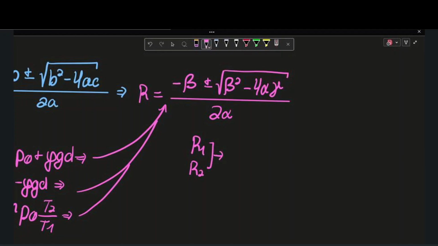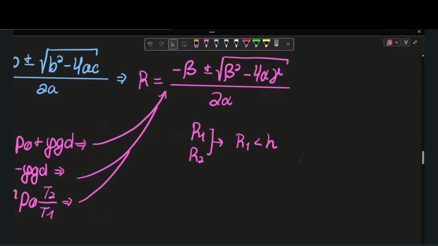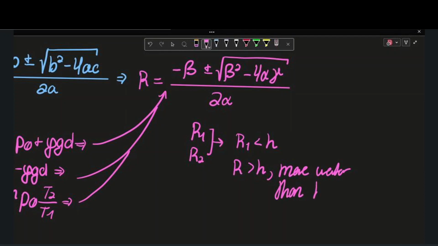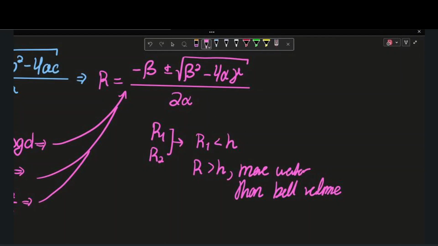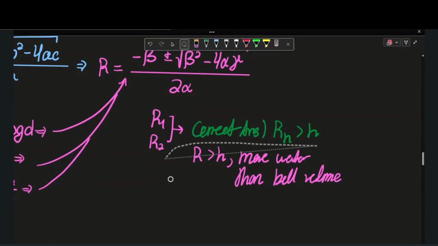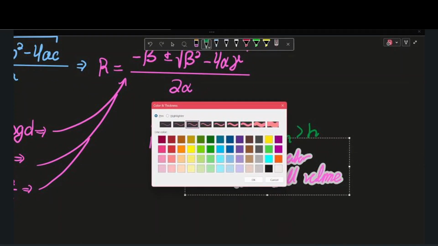Now from these two, the only R value that's valid is the one that is less than the height of our bell, right? Because if R is greater than the height of our bell, that means we have more water than bell volume. So your correct answer is whichever R1 or R2 is less than H. And yeah, there you go. We did it.